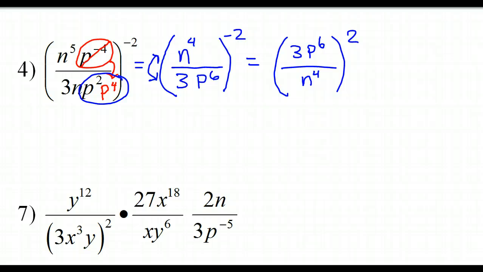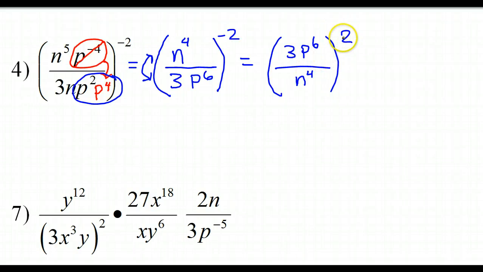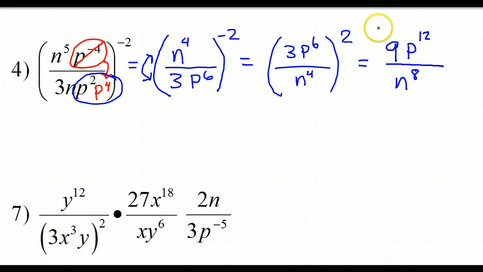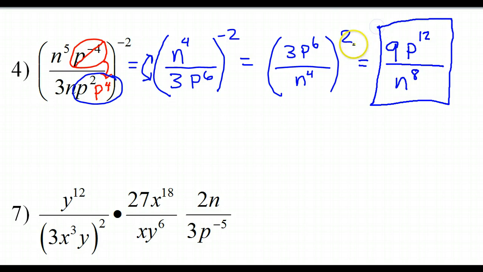And then I'm still not finished because now I have to actually square everything. So remember that a regular number works different than variables and exponents. So if I square this, 3 squared is 9, so that's going to be 9. But these variables I'm going to have to multiply. So this is going to be p to the 12th power, and this is going to be n to the 8th power. So that would actually be the final answer to number 4.